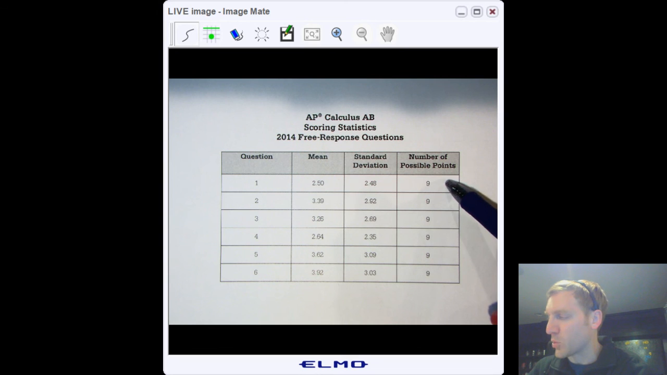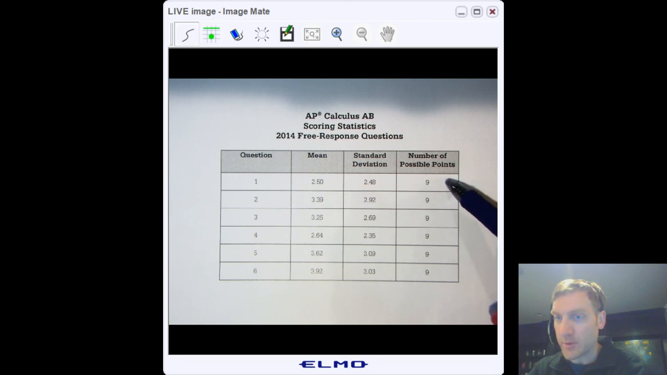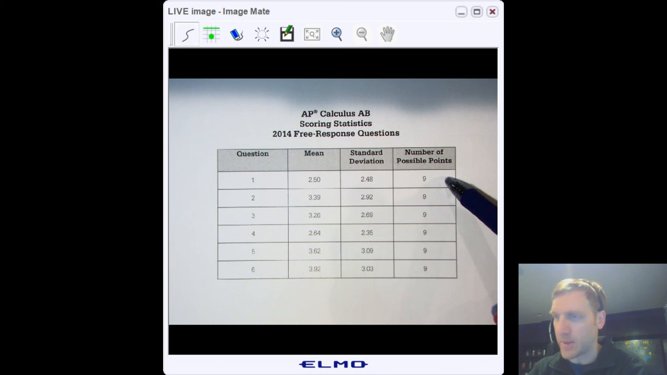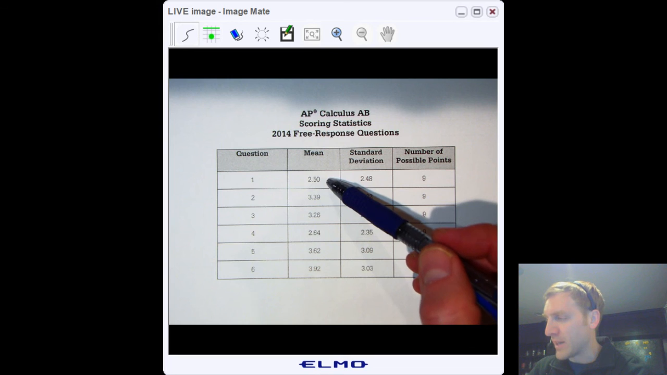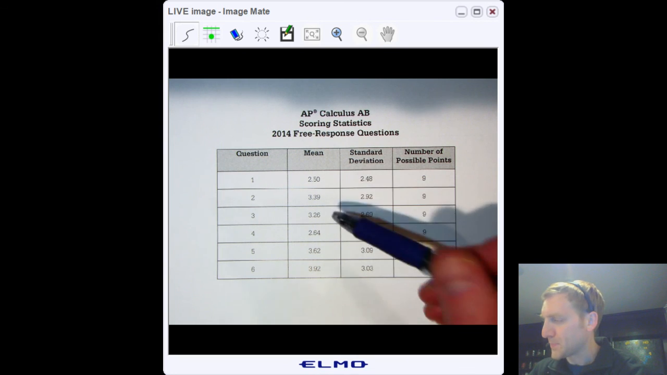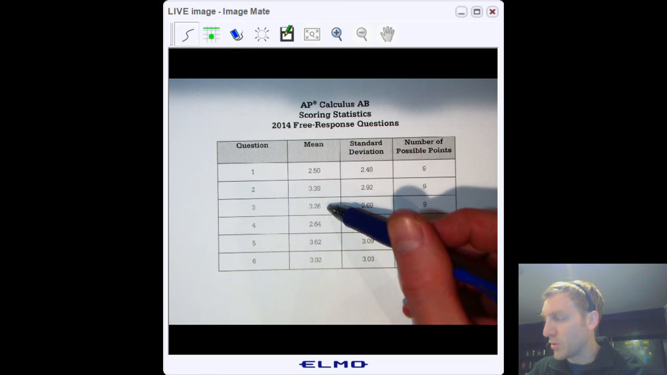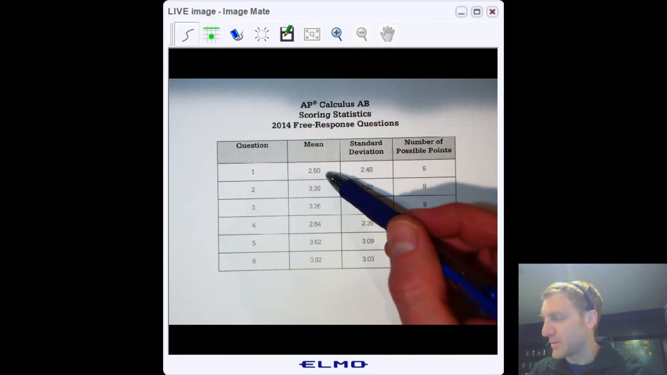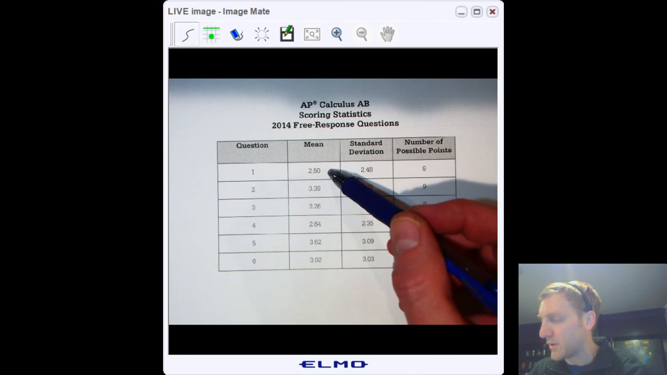Remember, each of these are worth 9 points. As I've been telling you, if you can consistently get 4 or 5 points on there, you're doing pretty good, okay? And hopefully on a couple of those, you get even more than that, okay? But check out the mean. On number 1, 2.5, that's the average. So you only have to get a couple of parts, each of those parts, 1, 2, sometimes 3 points. But if you get a couple points here, a couple points there, you're doing above average, all right?